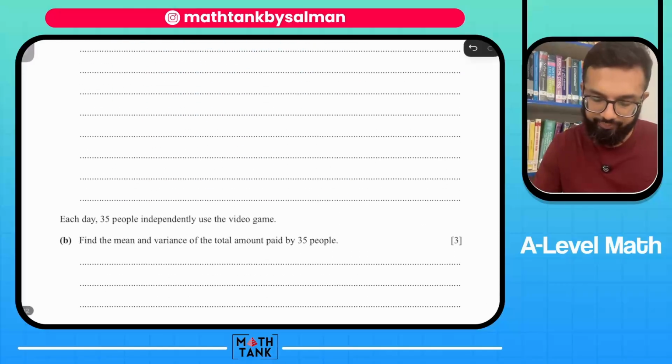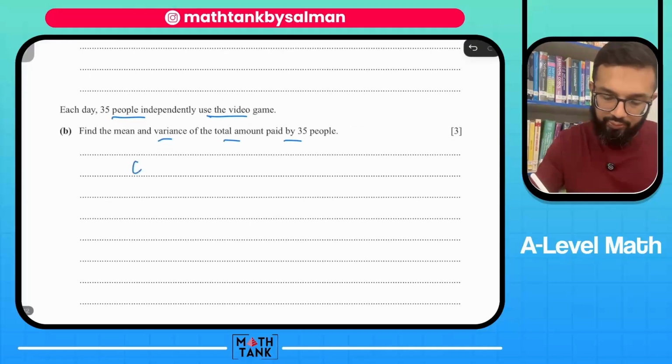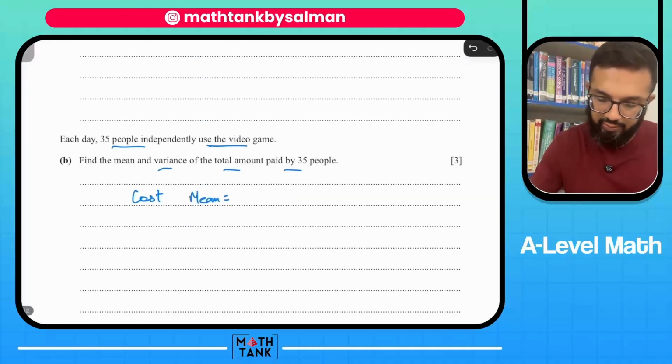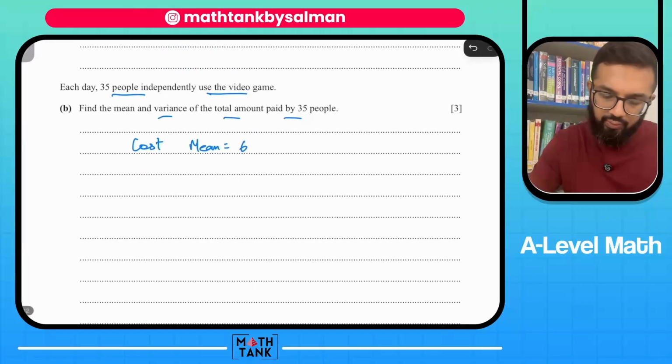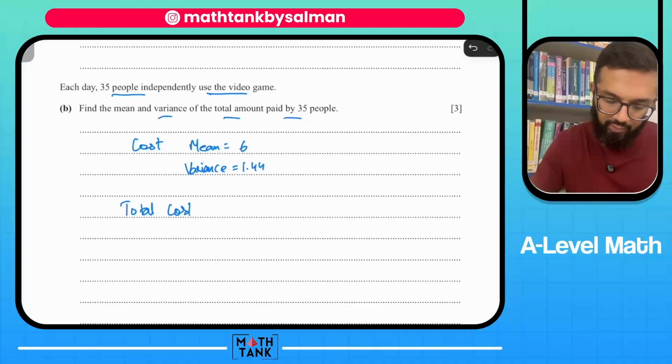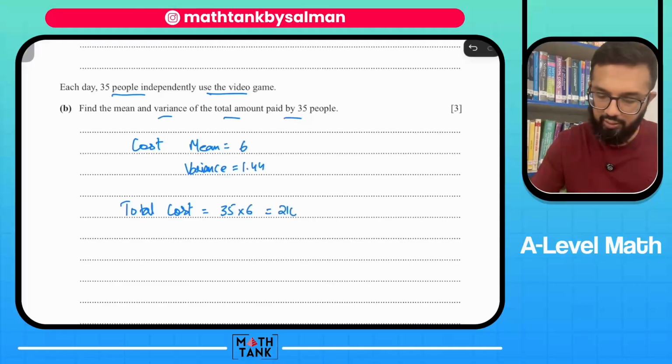Easy 3-mark question. Each day, 35 people independently use the video game. Find the mean and variance of the total amount paid by 35 people. Okay, so cost had a mean of 6 for one video game. Now there are 35 video games that people are paying for, right? So total cost will have a mean of 35 into 6. 210 is the mean.